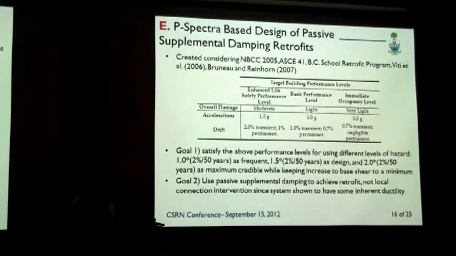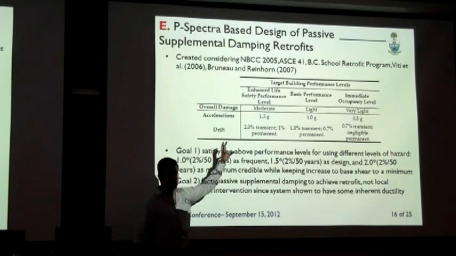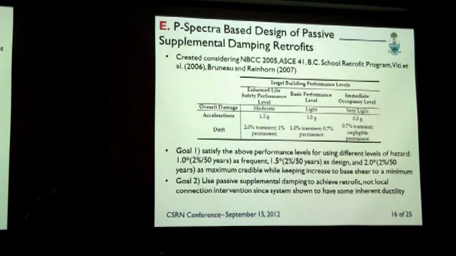The first step to building the retrofits is to establish our performance goals. Again, skipping over some details, this is a quick summary of what we were shooting for. We considered three levels of hazard: 2% in 50 years, 1.5 times 2% in 50 years, which was our design level, and then 2 times 2% in 50 years, which was our MCE.